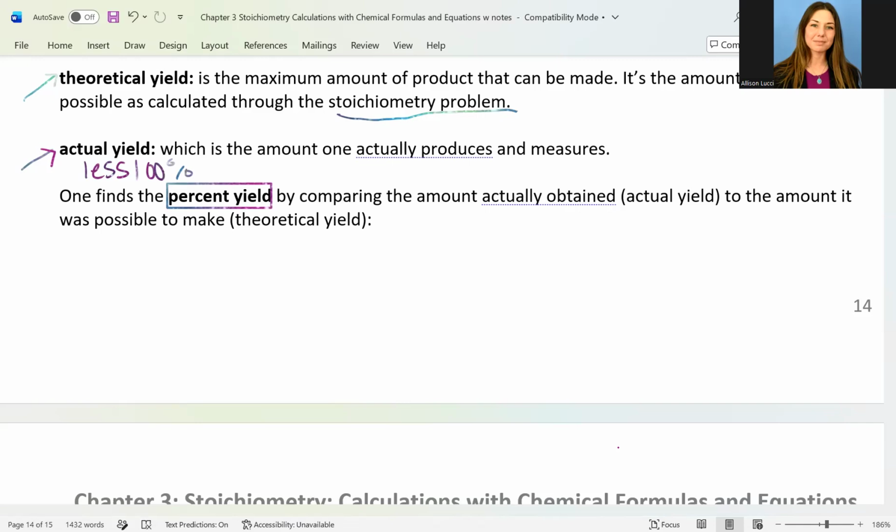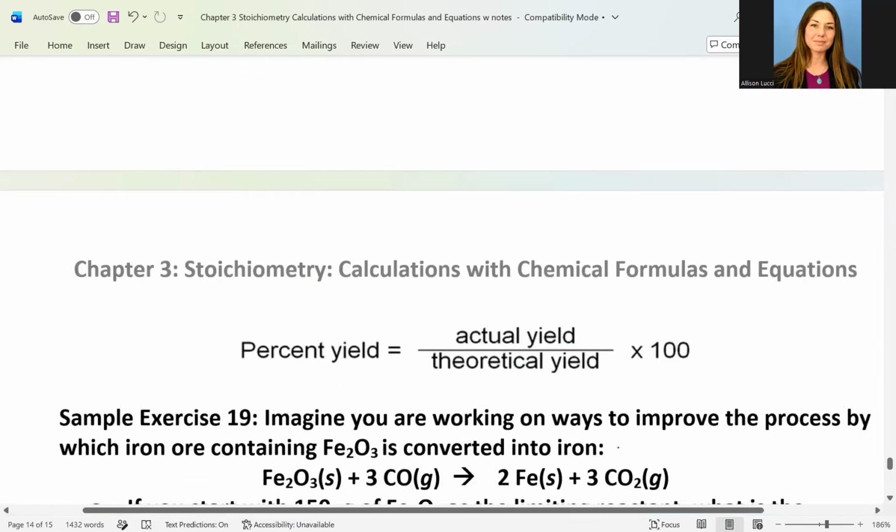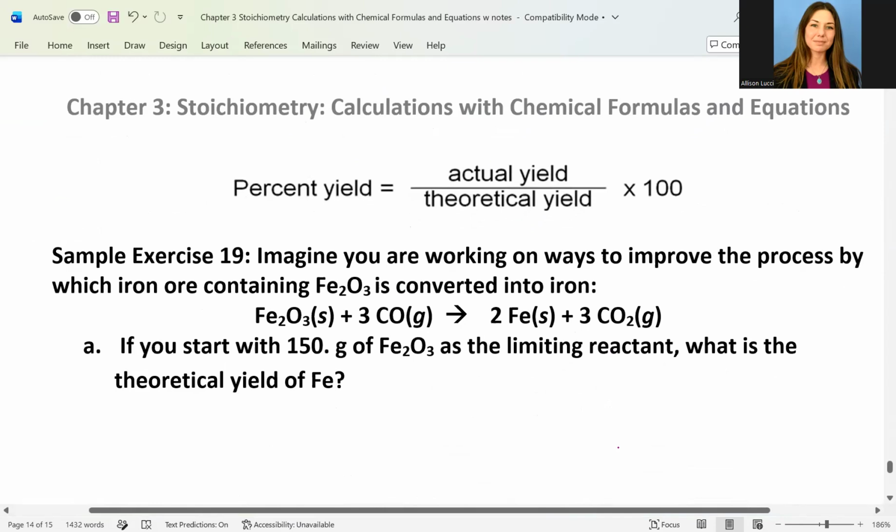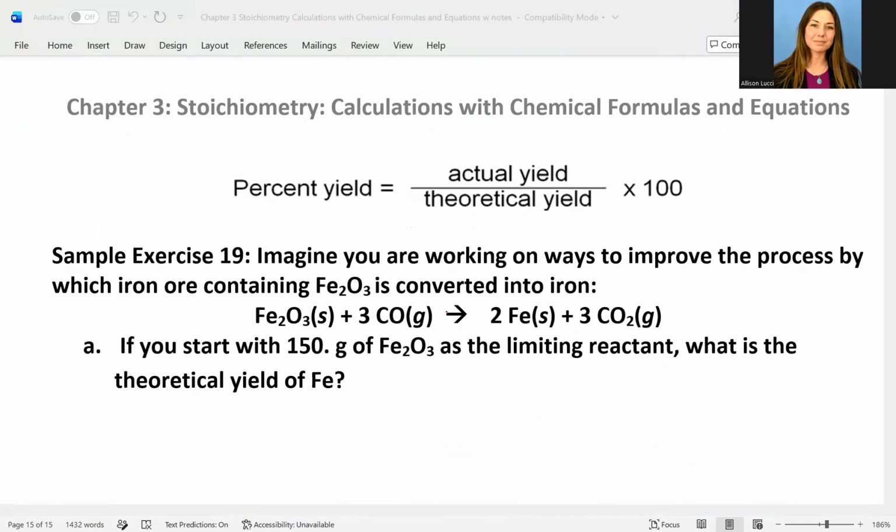So when we find our percent yield, we're going to use this equation here where our actual yield in grams, say, is divided by the theoretical yield and then multiplied by 100.